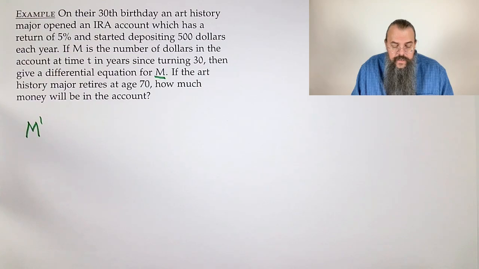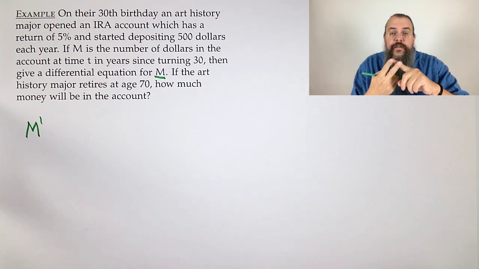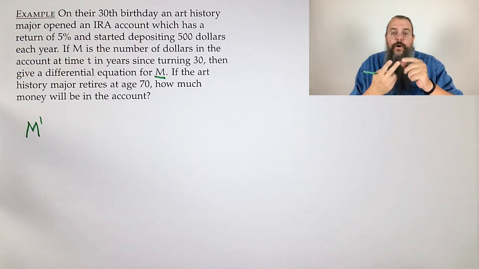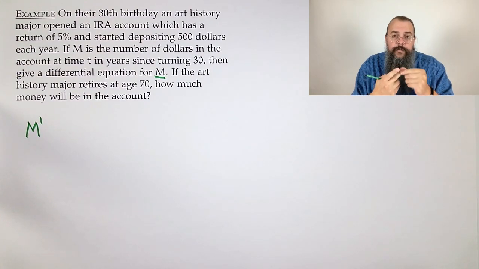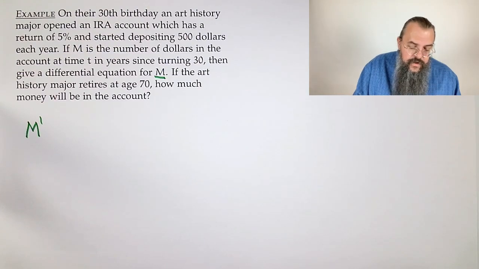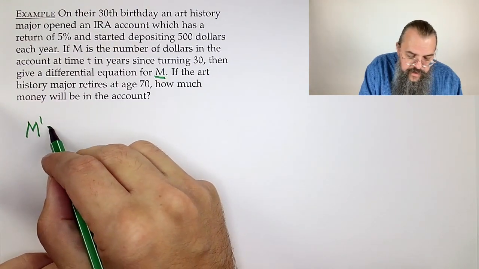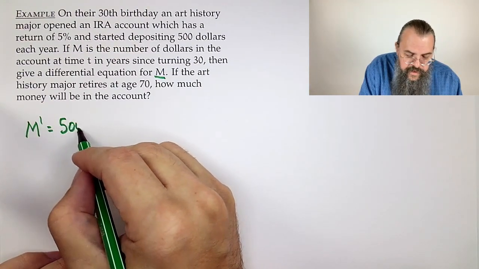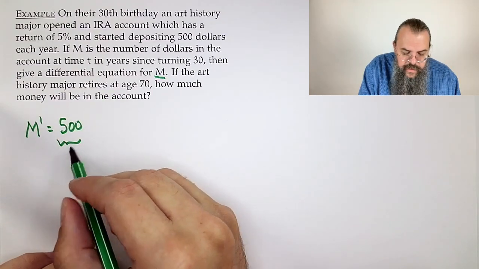Well, we can say, look, there's two ways the retirement account grows. One way is that they put money in. So our money grows. There's 500. That's one way we grow. So this is the deposit.